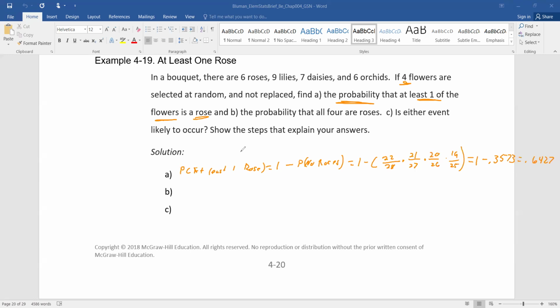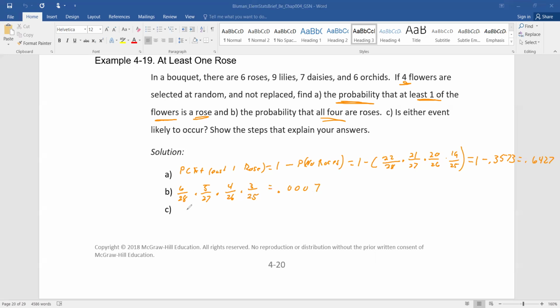Part B says the probability that all four are roses. So this would be easy, just to do all four. The first one being a rose is 6 out of 28. The second one being a rose would now be 5 out of 27. The third one being a rose would be 4 out of 26. The last one being a rose would be 3 out of 25. When you multiply this out and turn it into a decimal, you get 0.0007.